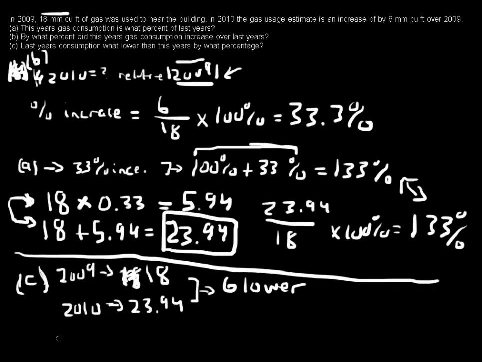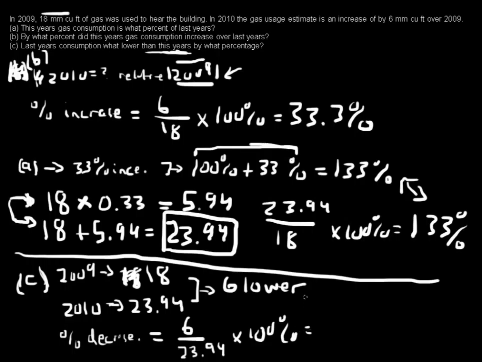So what's the percent decrease? Here's what you have. Last year's gas consumption is how much lower than this year's, by what percent? Take the 6 and divide it by this year's. This is the keyword right here. And since we already found this year's, you're using 23.94, times 100%. So you get 25%.